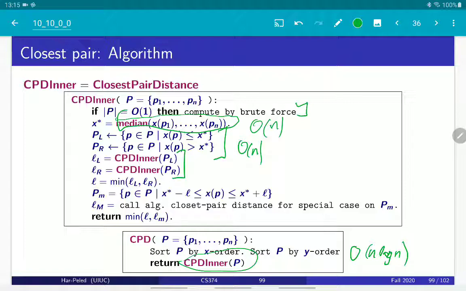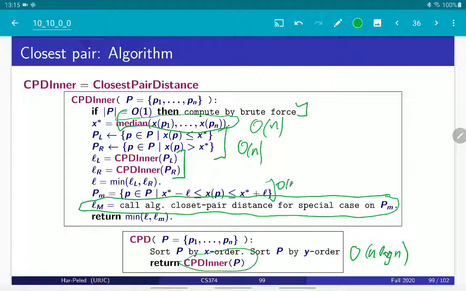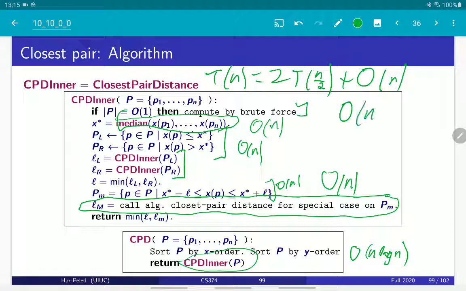I call recursively, as before. And now the important thing is that I call the special procedure, but now I have the point set in the middle. This also takes linear time. The points in the middle are now sorted by the y order, and now this takes O of n time instead of n log n. So if I do that, the recurrence becomes our favorite recurrence in the world. T of n is equal to 2T of n over 2 plus O of n. The solution of this recurrence is, of course, n log n, as we all know.